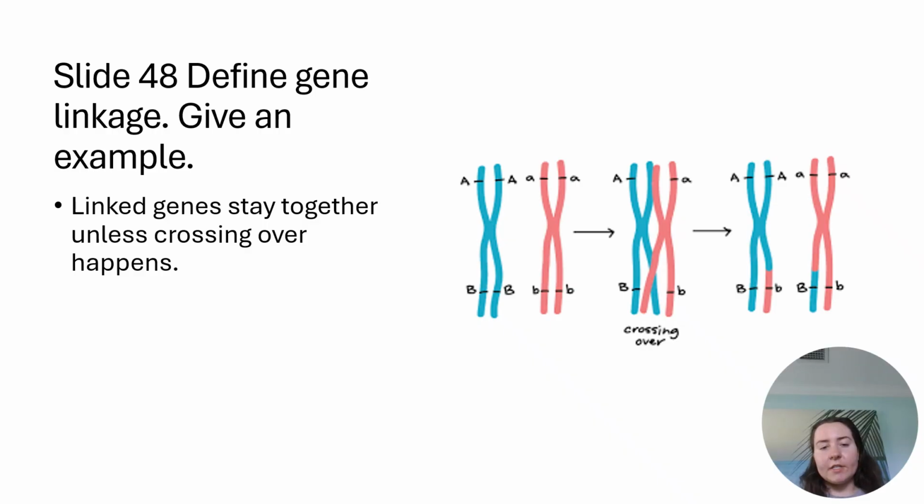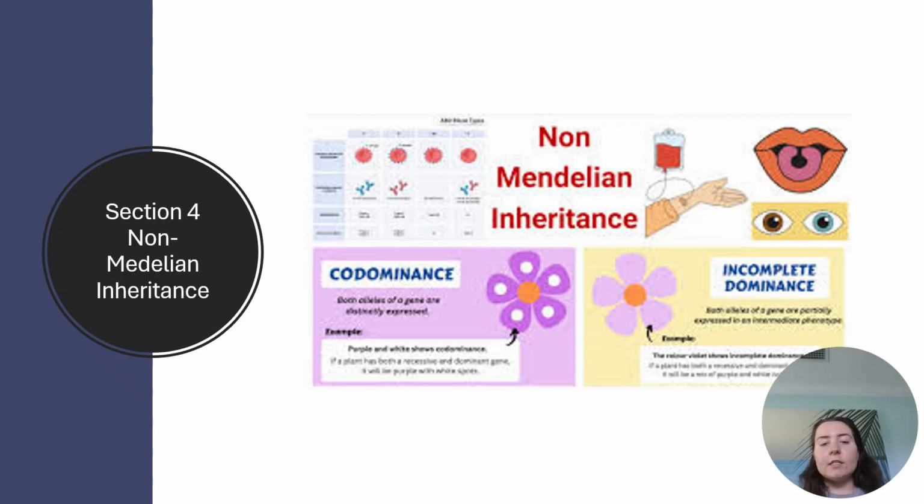48. Define gene linkage. Give an example. Linked genes stay together unless crossing over happens. So there's all the genes and how some of them cross over there. Section 4, non-Mendelian inheritance.